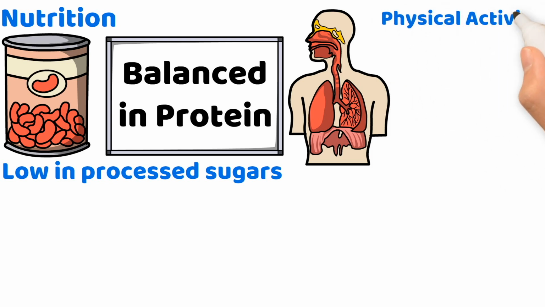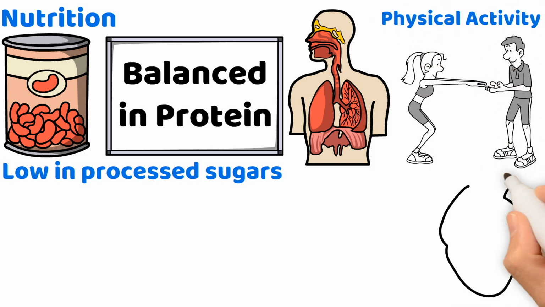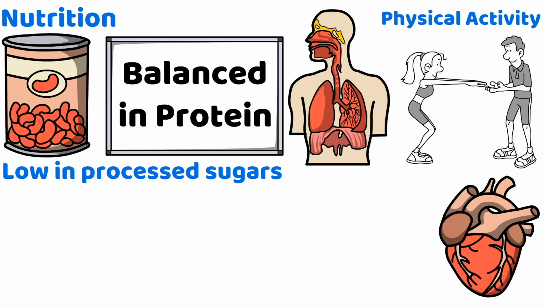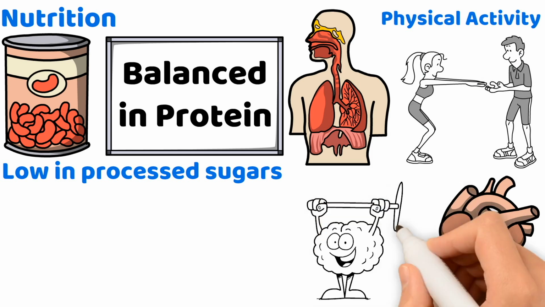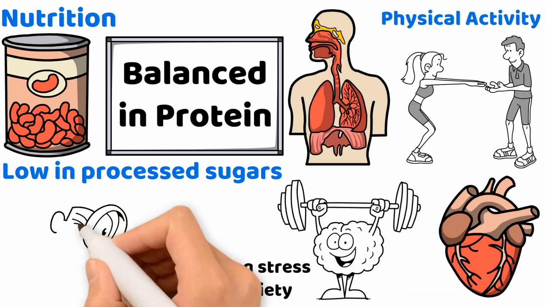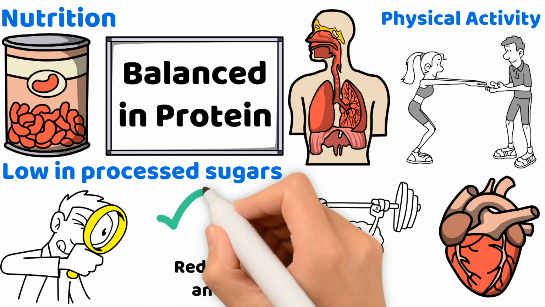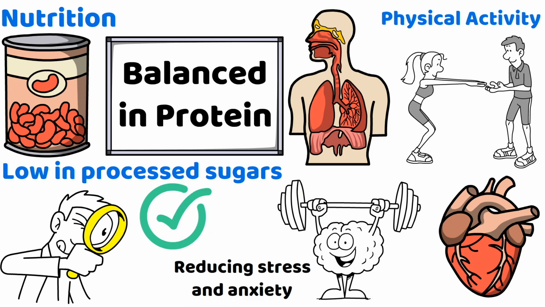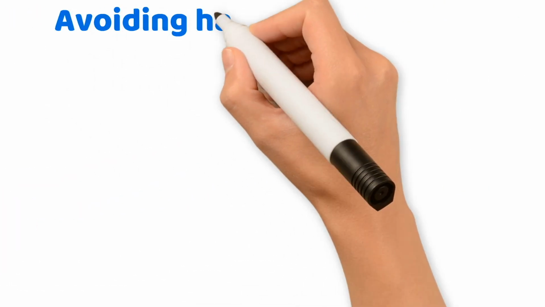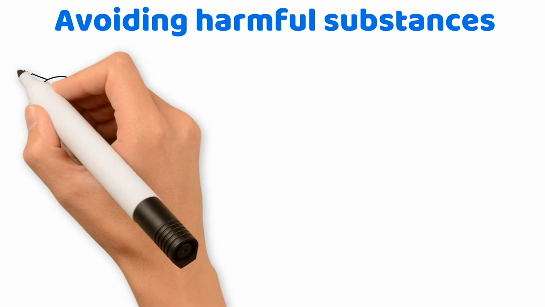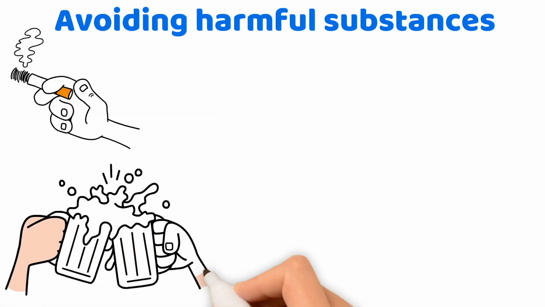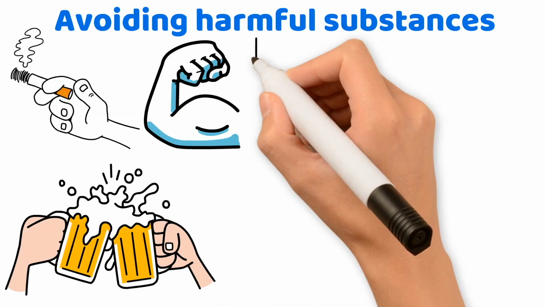Moving on to physical activity, keep in mind that regular exercise strengthens the heart and muscles and plays a critical role in mental health by reducing stress and anxiety. Be on the lookout for answer options that help students appreciate the value of staying active. Furthermore, avoiding harmful substances like tobacco and excessive alcohol helps us and our students make healthy life choices.